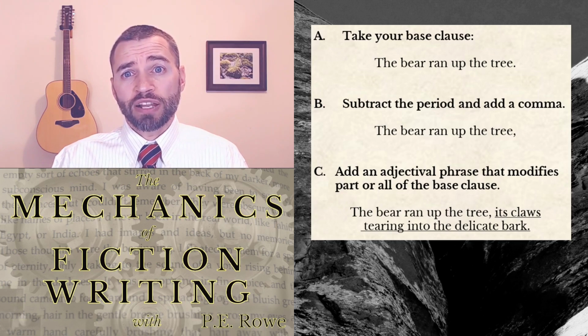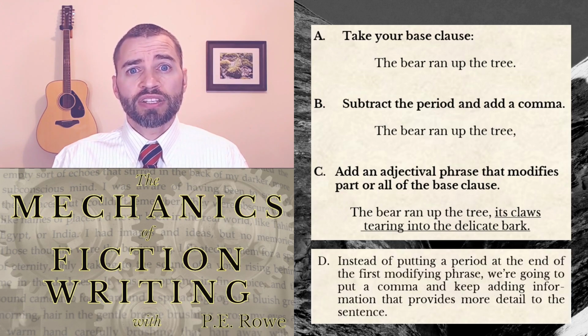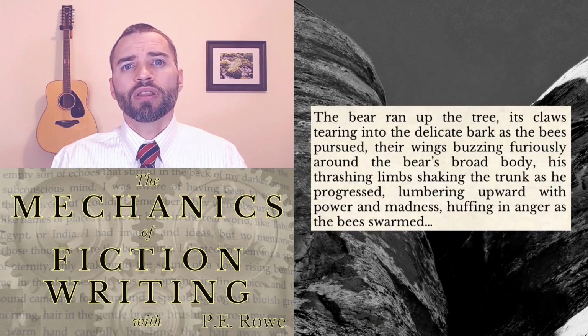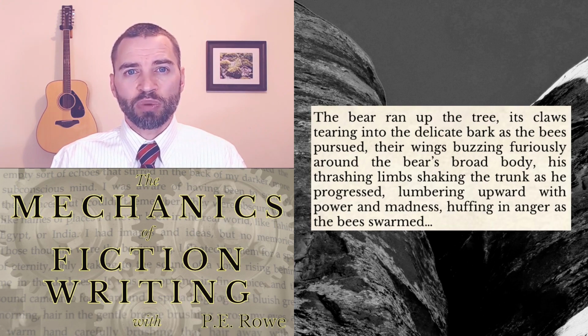Now this time we're going to add some more loose modifiers. Instead of putting a period at the end of the first modifying phrase, we're going to put a comma and keep adding information that provides more detail to the sentence. The bear ran up the tree, its claws tearing into the delicate bark as the bees pursued, their wings buzzing furiously around the bear's broad body, his thrashing limbs shaking the trunk as he progressed, lumbering upward with power and madness, huffing in anger as the bees swarmed.